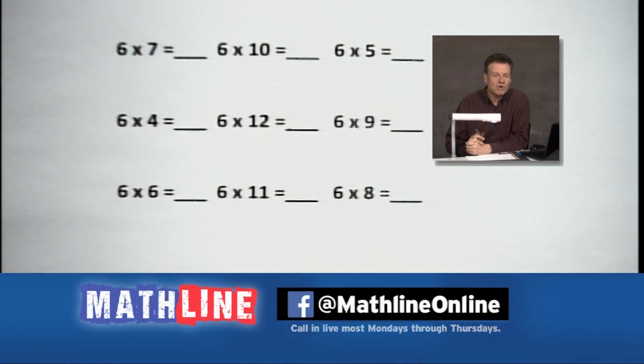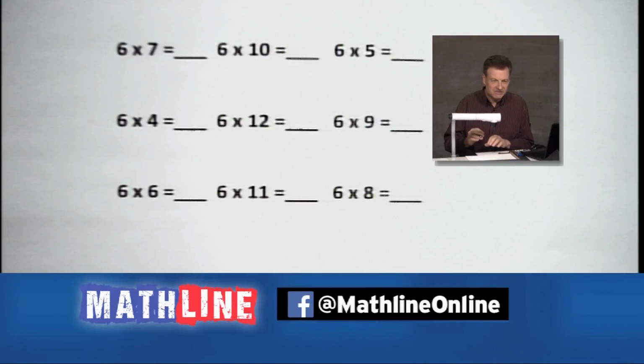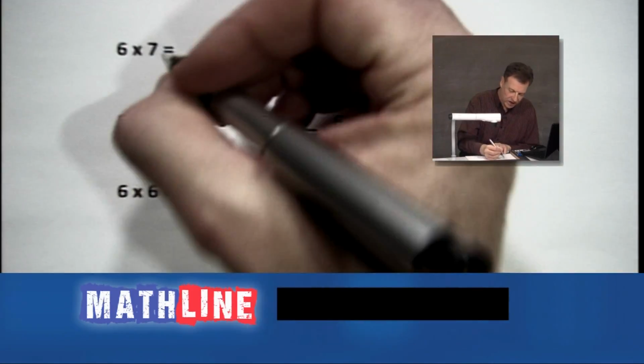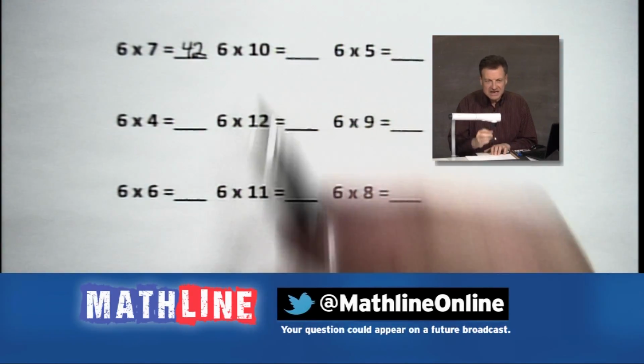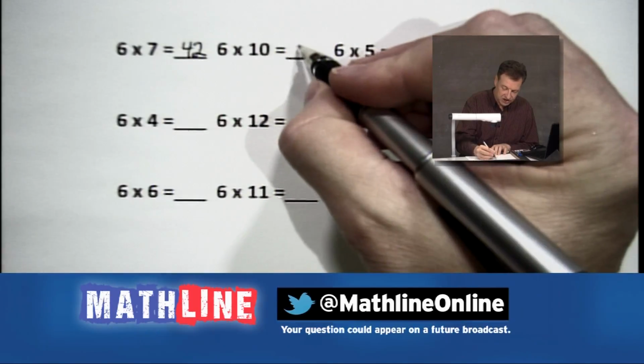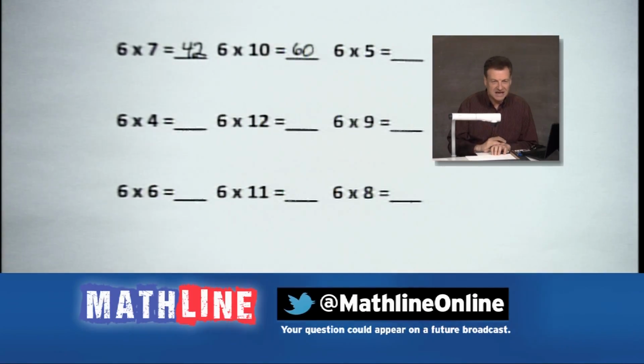Let's see what we have. 6 times 7, it's a little new one, but if you've been watching the last few shows, you know, hey, that is 42. And hopefully you got a little practice on that. 6 times 10, mental math all the way. You can just look at that and say, that's going to give us 60 right there.